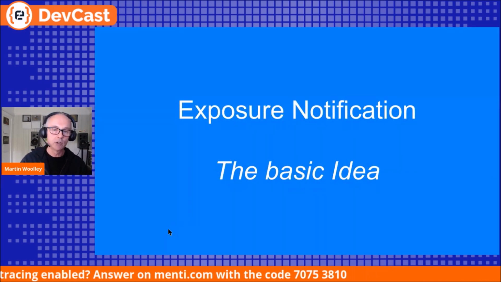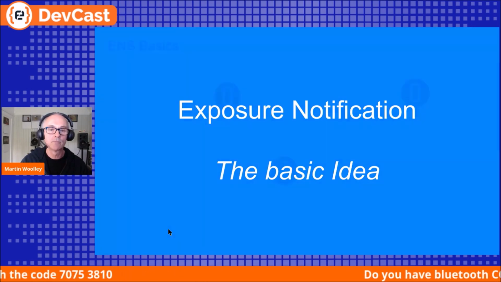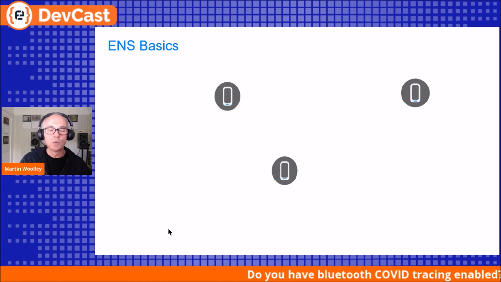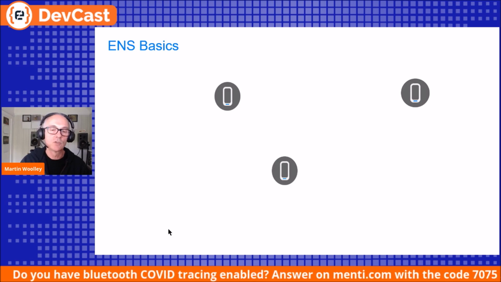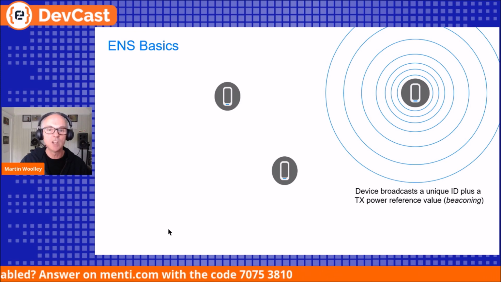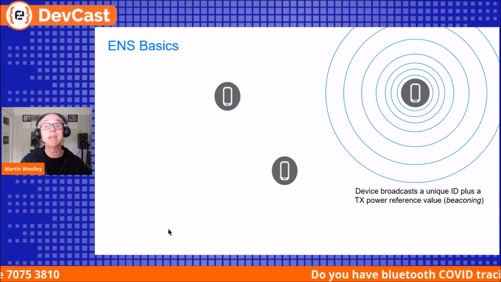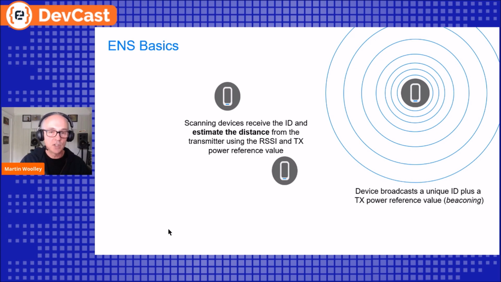So armed with these raw ingredients, this is how an exposure notification application can work in simple terms. So imagine once again several people in a supermarket, all with an ENS application on their smartphones. Each device will periodically broadcast a unique ID and the value that represents the transmission power level being used. This is called beaconing, and it's a way of saying I'm here to the other devices in the shop. The other devices receive the broadcast information and can then use the RSSI and TX power values to estimate how far away the broadcasting device is.